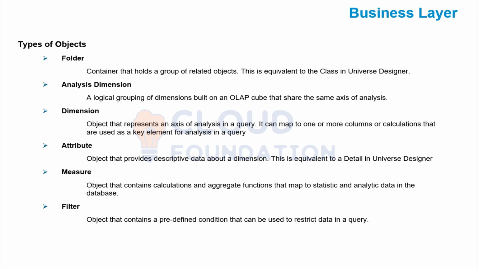Similarly, we have other folders like product, under which we have all the objects related to product, like product ID, product code, product description. In a similar way, we will create others. So that is the folder. And as I already told, the objects are of three types: dimension, attribute, measure.